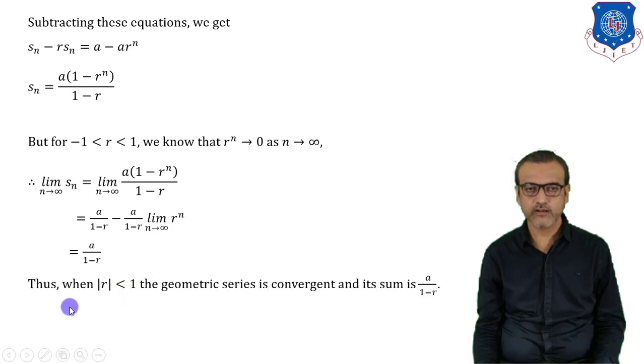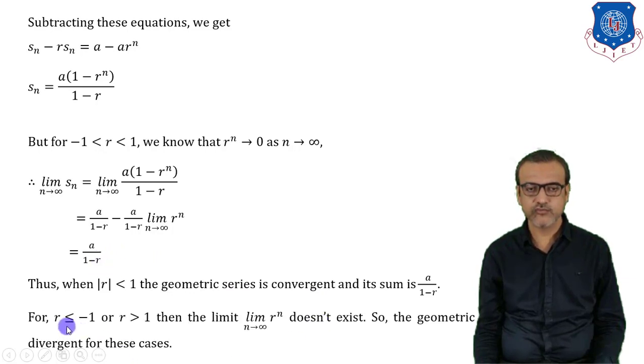Thus when mod r is less than 1, the geometric series is convergent and its sum is a upon 1 minus r. For r less than or equal to minus 1 or r greater than 1, the limit as n tends to infinity of rⁿ does not exist. So the geometric series is divergent for these cases. It means the geometric series is convergent for mod r less than 1. It is divergent for r greater than 1, and it is again divergent for r less than or equal to minus 1.